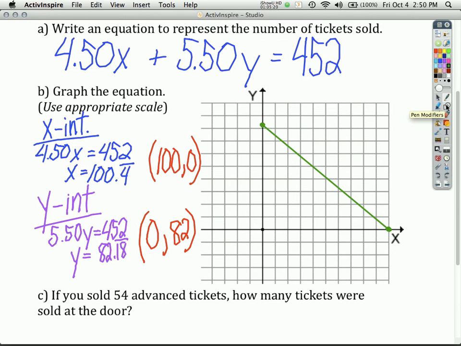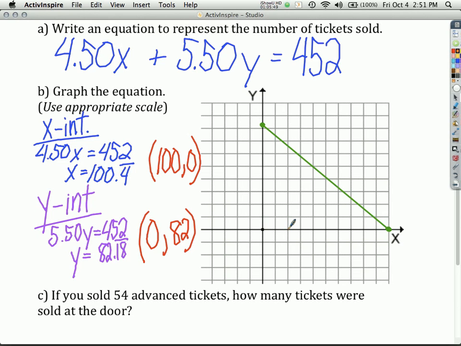And now what we have is a tool to make predictions. In other words, I started out the scenario by saying we made $452, but what if I said our goal was to make $452? If I said it like that, then what I have is a prediction tool, and I can say, well, if I sell 20 tickets in advance, how many tickets do I have to sell at the door to meet my goal?